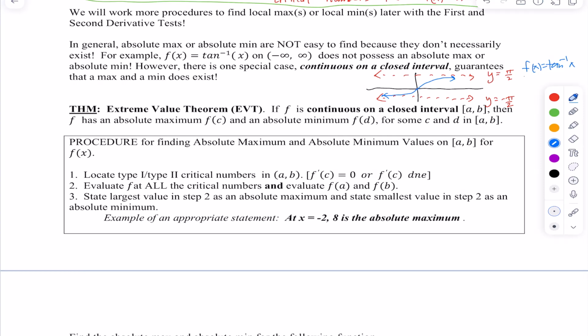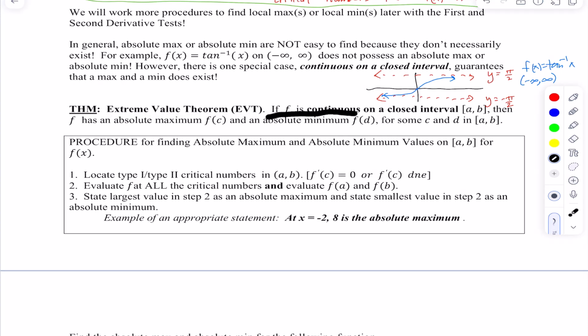Now, this was an open interval from negative infinity to infinity. However, what if the function was more constrained? What if you're analyzing this on a closed interval? So in other words, if we close this off, would the function have an absolute max or absolute min if you closed it off with brackets? And the answer is yes.